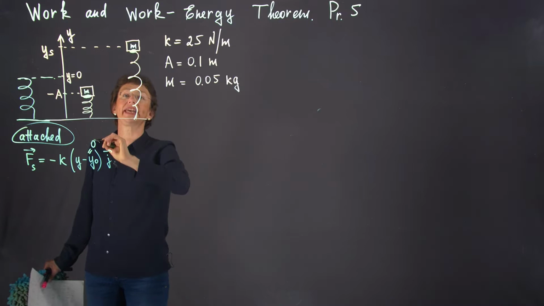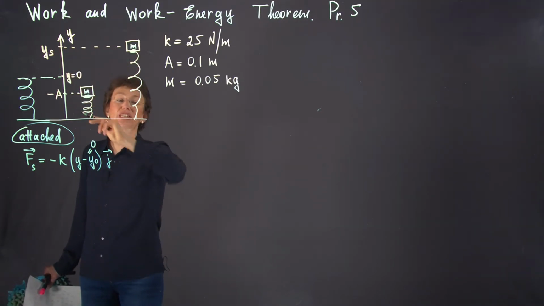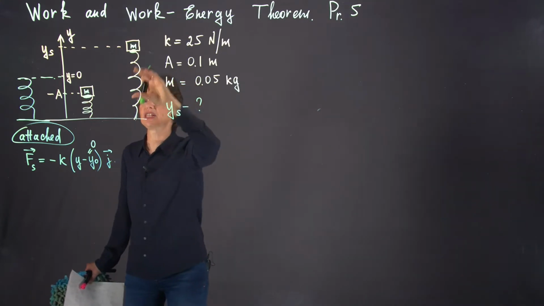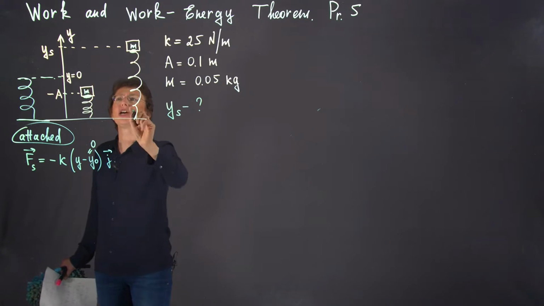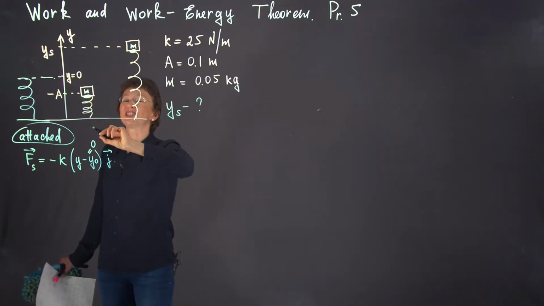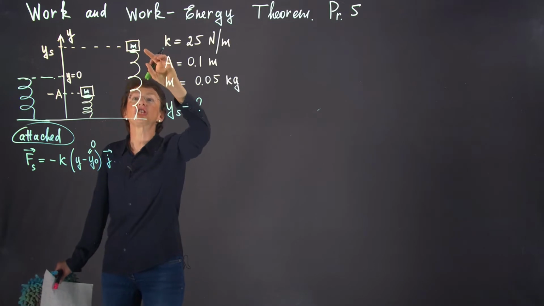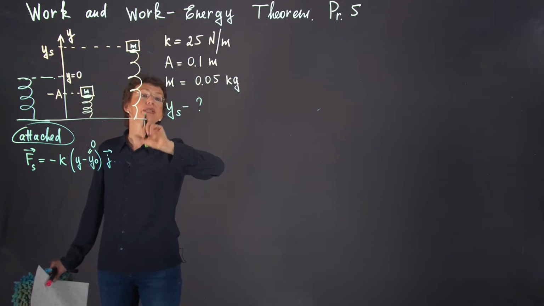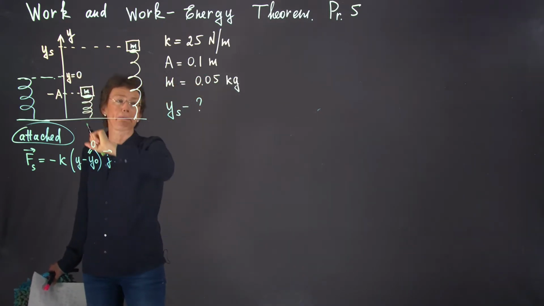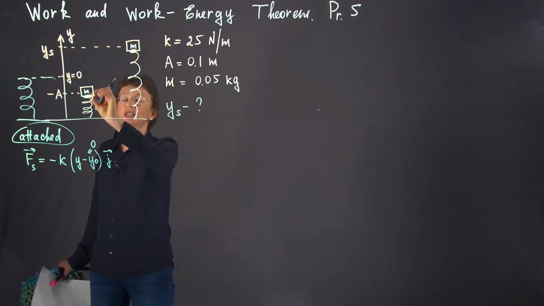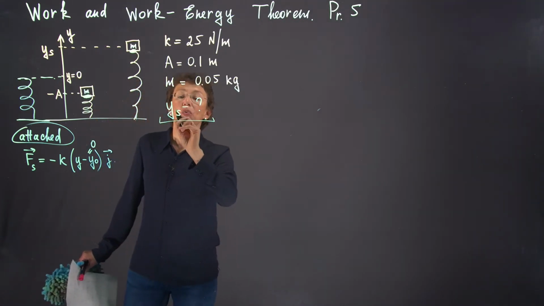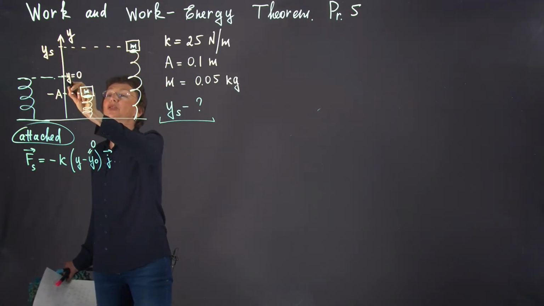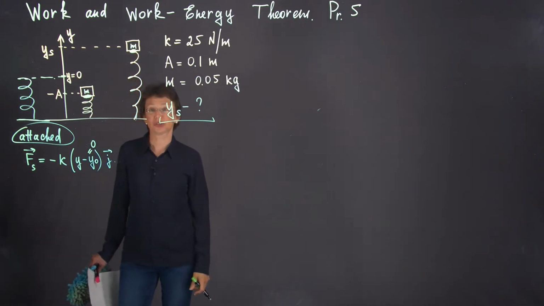And the question is, how high will this block go? What will be my final position when this block stops at the highest point? I neglect the size of this block. I'm given the spring constant, I'm given this amount of compression, and I'm given the mass of this block. I need to find what will be the highest point, y sub s, with respect to y0 when the block stops.